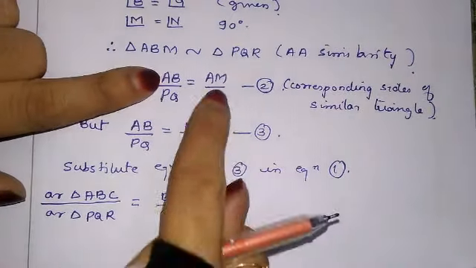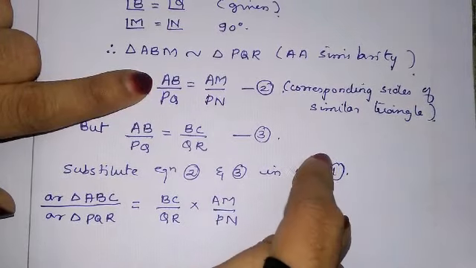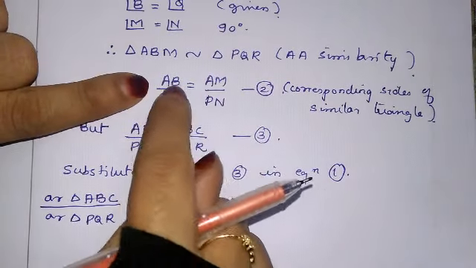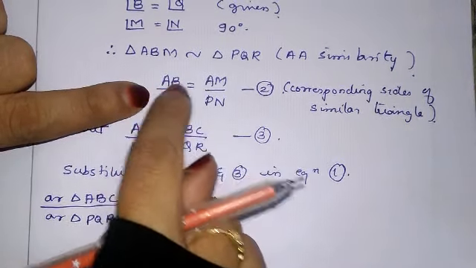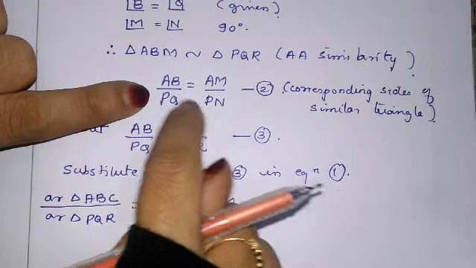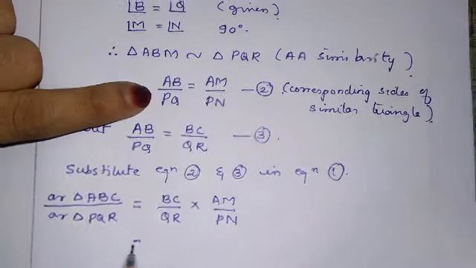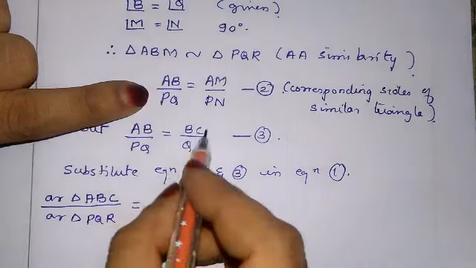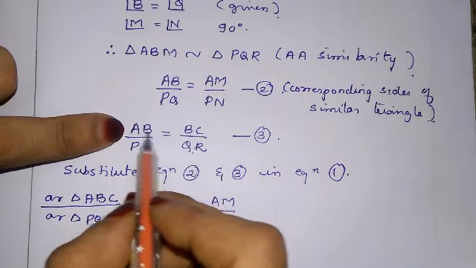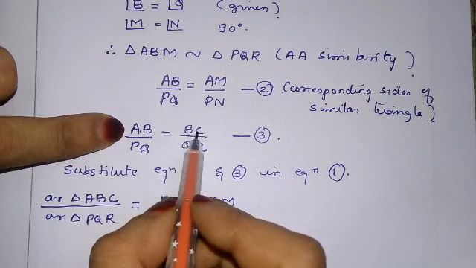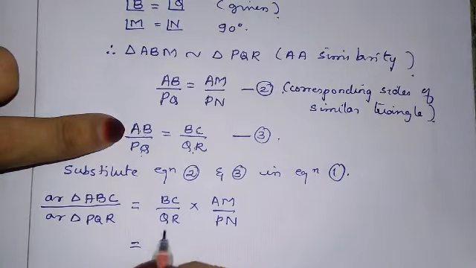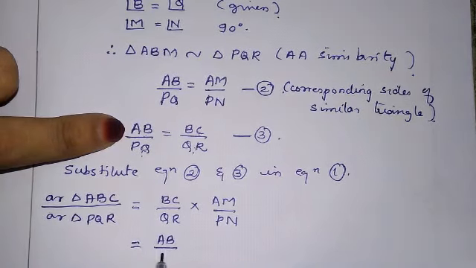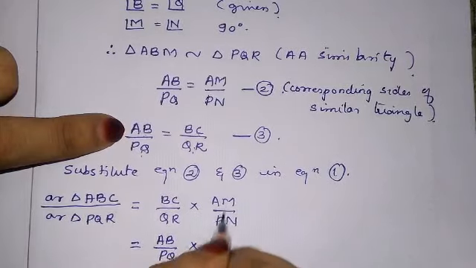But now substitute the value of equation 2 and 3 in 1. Equation 2, what does it say? AM by PN is nothing but AB by PQ. In place of AM by PN, I am writing AB by PQ. And in place of BC by QR, what do we have to write? AB by PQ. So BC by QR also is AB by PQ, into AM by PN, which also is AB by PQ.